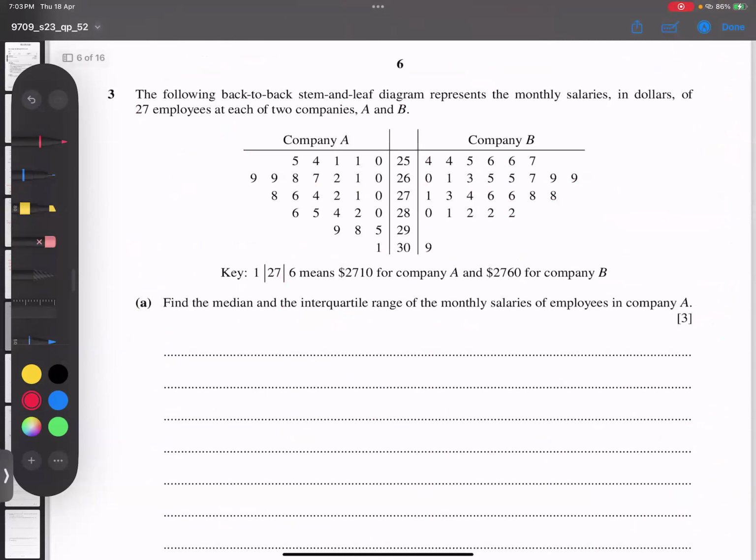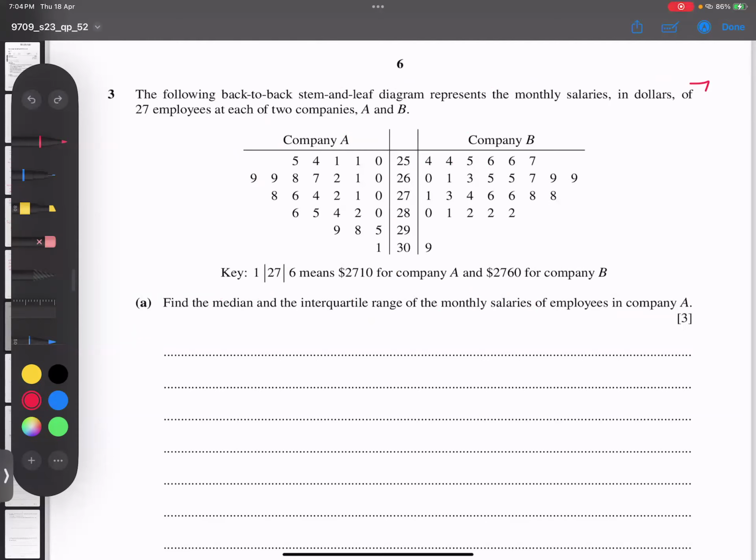Question number 3. He's given us a back-to-back stem and leaf diagram of monthly salaries in dollars of 27 employees at two companies, company A and company B. This is the key information given. Find the median and interquartile range of the monthly salaries of company A. So company A is my task.